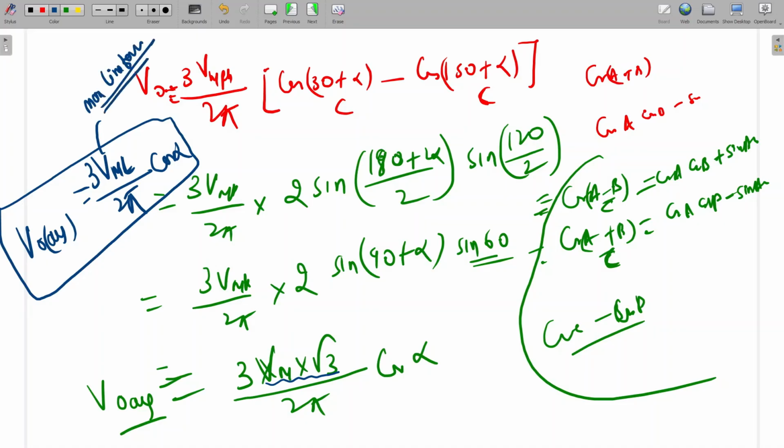Is it clear? Like this we can memorize 3 VML upon 2 pi cos alpha. Here L means line to line voltage. So root 3 times maximum phase means that will be line to line. Is it clear? Yes, sir, clear. So moving to the next.